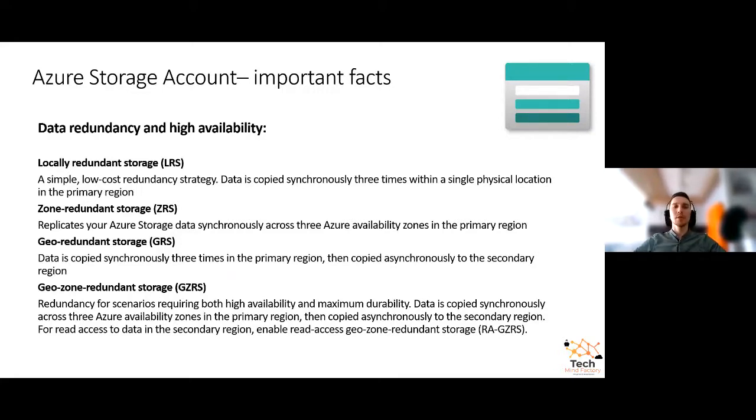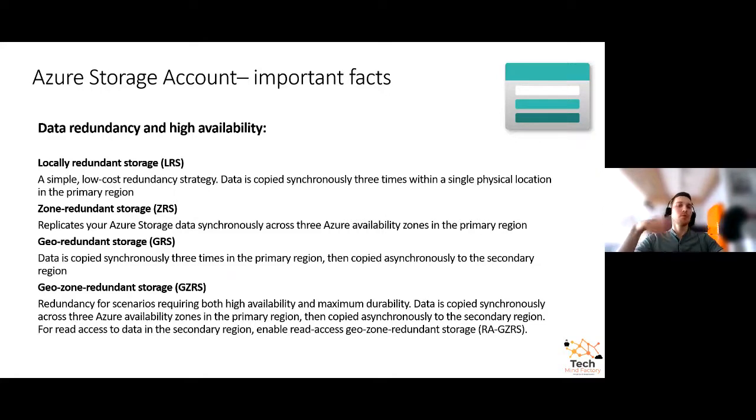With Geo-Redundant Storage, the data is copied synchronously 3 times in a primary region, and then the same data is copied asynchronously to the secondary region. So in this case, I can have my storage account in the West Europe region, and then I can have my storage account in the North Europe, and then there will be asynchronous replication of the data from West Europe to North Europe.